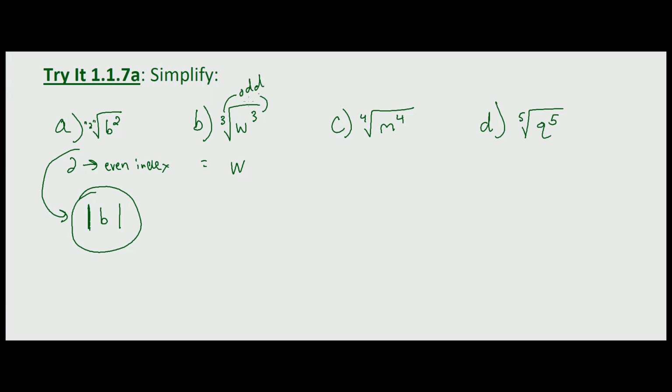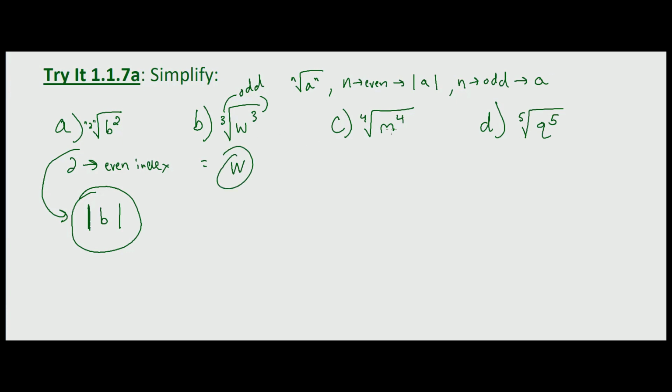So when there's an odd index, odd power, in other words, the nth root of a to the n, if n is even, then that means we take the absolute value of the base that's under the radical. If n is odd, we don't take the absolute value under the radical.